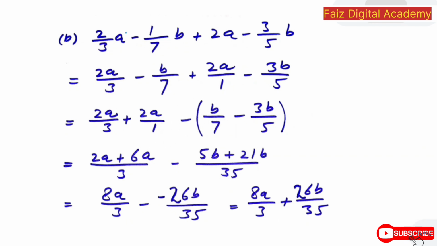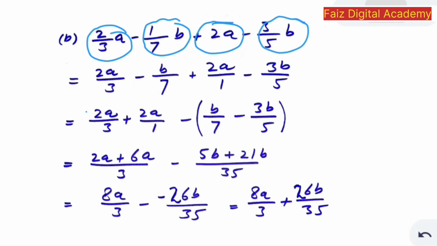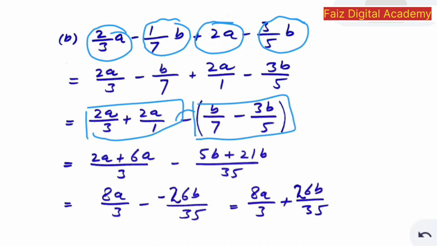Then in the next step we arrange and group them, like we know that some of the fractions carry the a variable, and the others carry the b variable. So we group the a variables and we group the b variables, and in between them is the minus sign. So we take the LCM of 3 and 1, and the answer is 3. 3 is divided by 3 to get 1, then 3 is divided by 1, the answer is 3, and this 3 is multiplied by 2a and the answer is 6a.